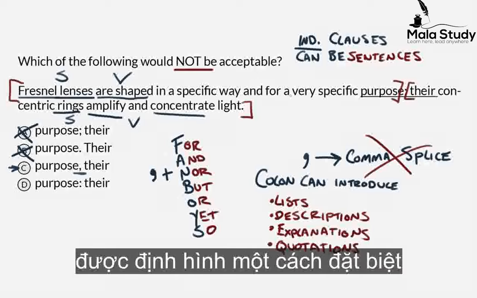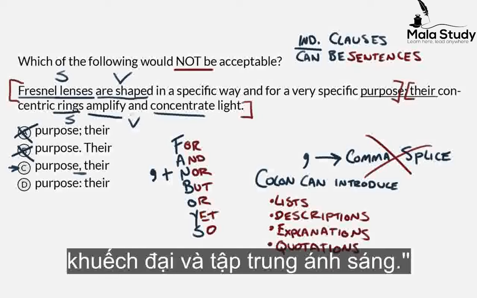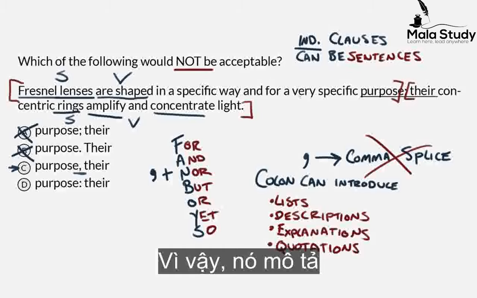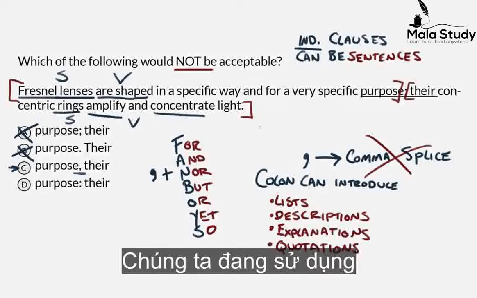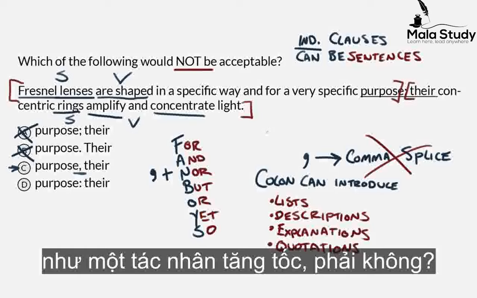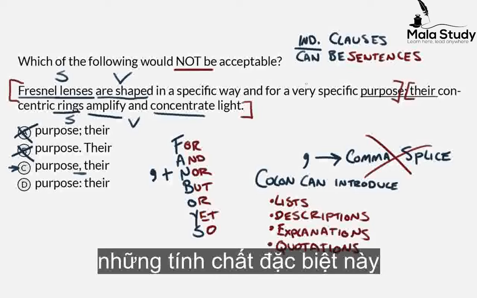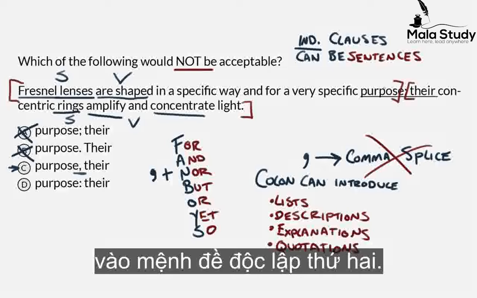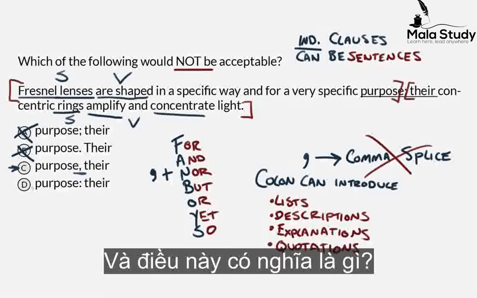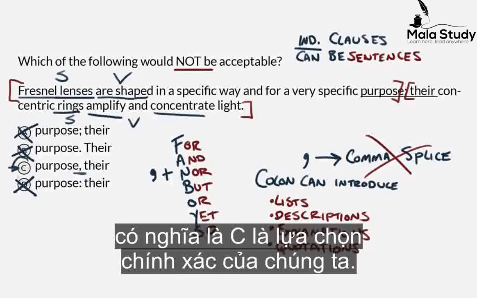Fresnel lenses are shaped in a specific way and for a very specific purpose. Colon, their concentric rings amplify and concentrate light. So it describes their shape, its concentric rings, and it describes why, the purpose for amplifying and concentrating light. We're kind of using this punctuation mark, the colon, as an accelerating agent, right? We set up in this first independent clause that Fresnel lenses have these particular properties, and then we use the colon to build momentum into the second independent clause. And so what does this mean? It means that we can use colons, which means we can knock out this answer, which means that C is our correct choice.